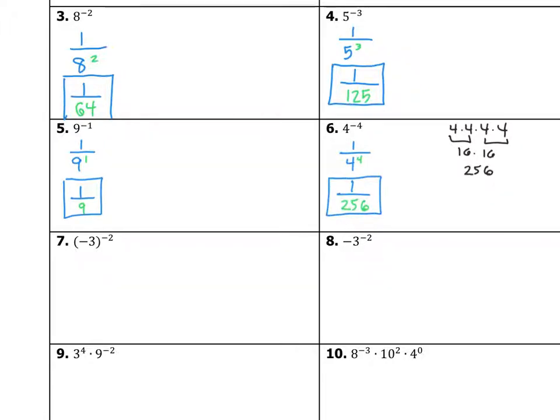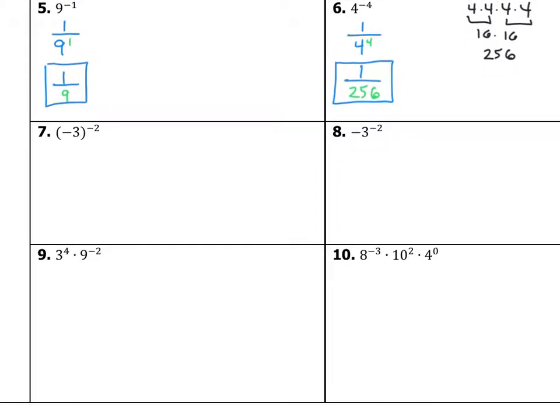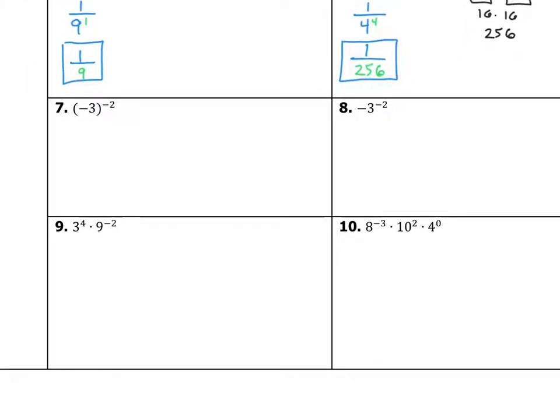Okay, so now we'll get a little bit more challenging. I want you to look at number 7 and number 8 right now, and notice what the difference between those two problems is. The difference is one has parentheses and one doesn't, and we've talked about that a little bit before when dealing with exponents.